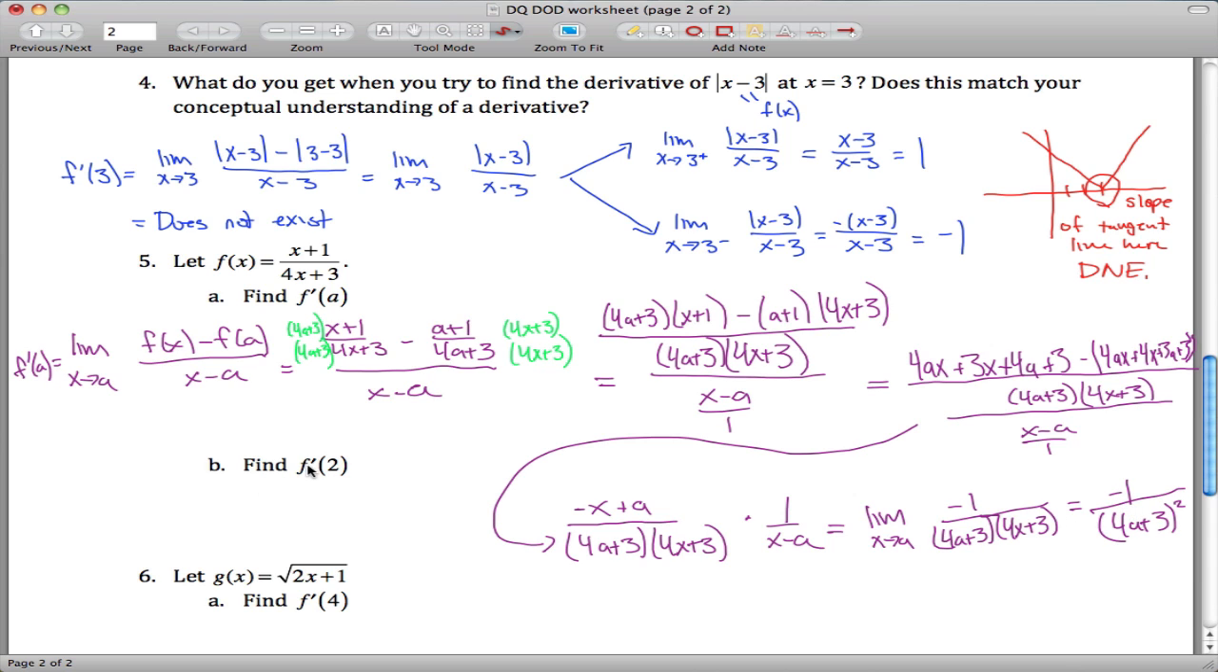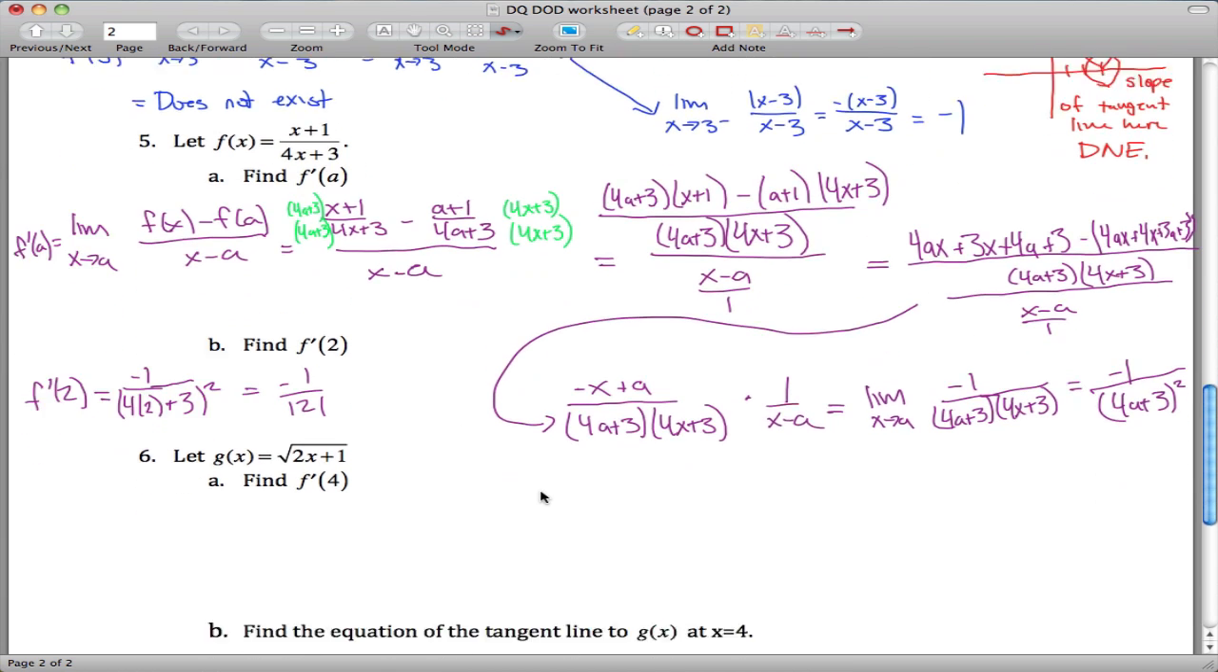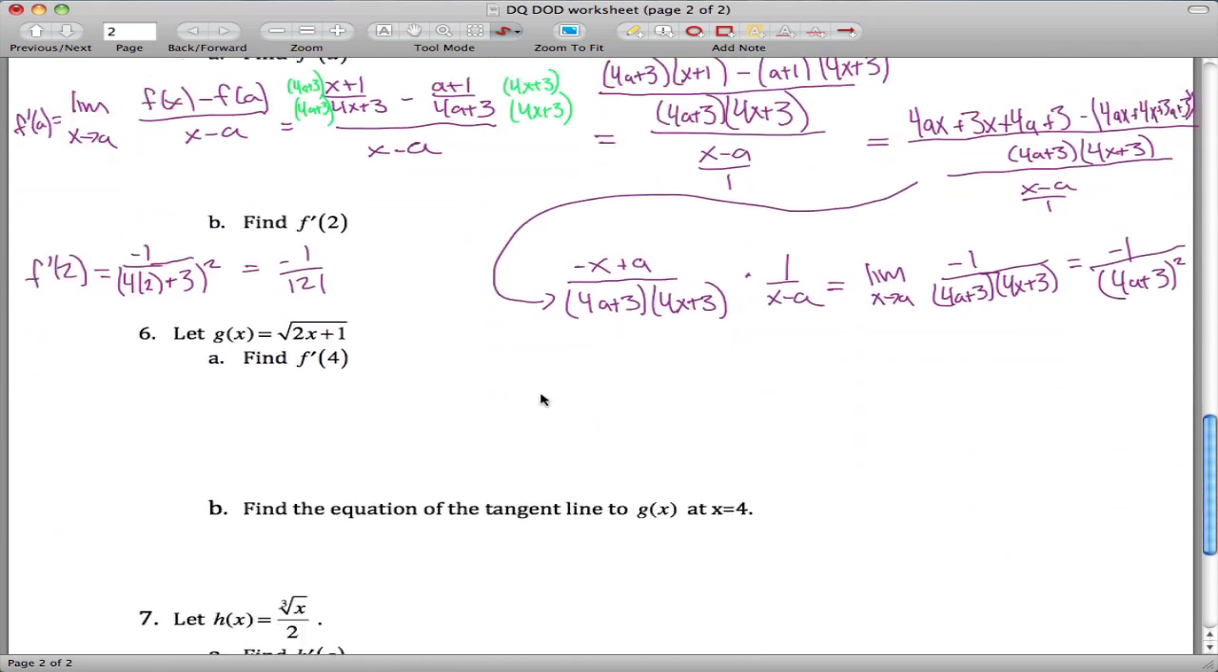Now I can figure out any derivative like f prime of 2 just by looking at this and being like, oh, I'll change all the a's into 2. So now this becomes a really easy question. This derivative is just look at this and change the a to a 2. So I got what? 8 plus 3 is 11. 11 squared is 121. So negative 1 over 121. All right. That's the end of number 5.